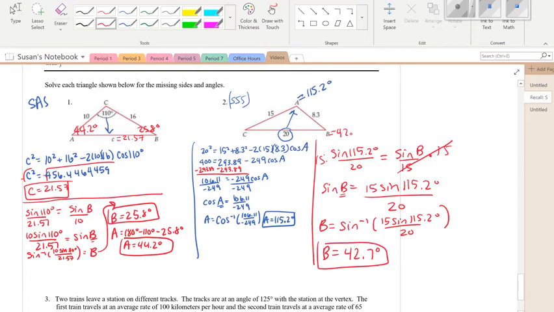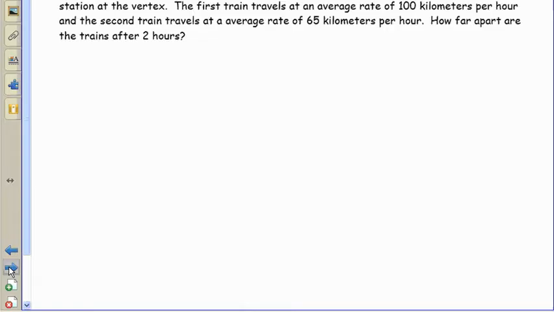So that means that C is equal to 180 degrees minus 115.2 degrees minus 42.7 degrees, which ends up giving us 22.1 degrees.